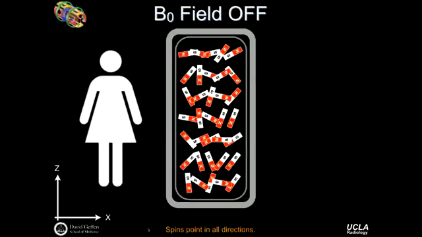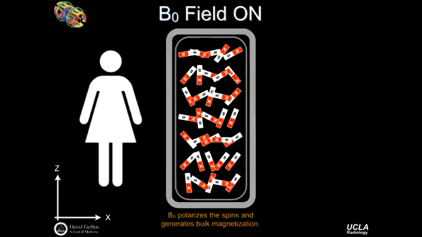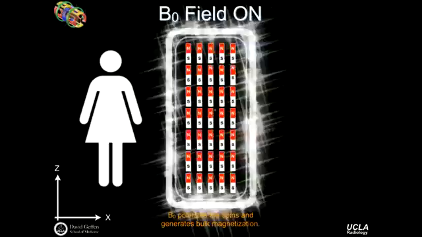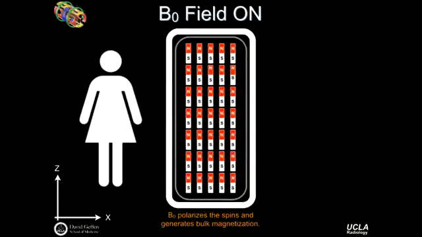And at equilibrium, meaning when the B0 field is off and you're just sort of floating there, or in a scanner with no net field, the spins are just going to point in every possible direction. But something interesting happens when the B field is turned on, right? We energize our coil, and our magnetic dipoles actually orient favorably along the B0 direction. So one of B0's main functions is to polarize the spins and generate bulk magnetization.